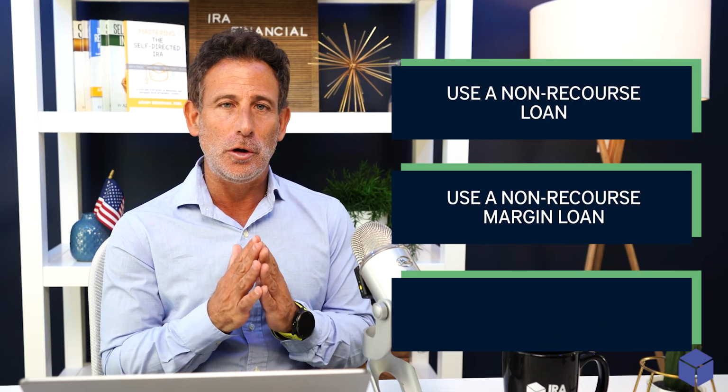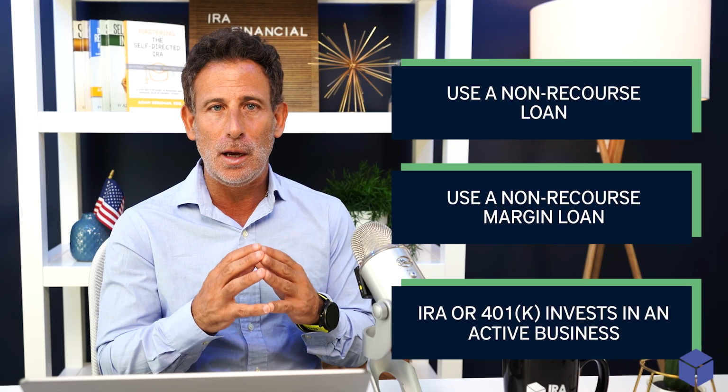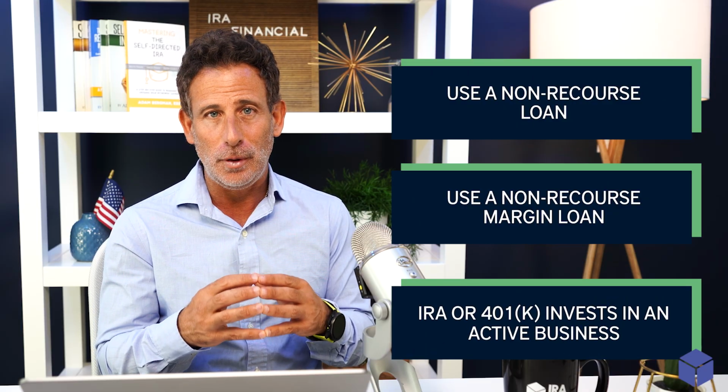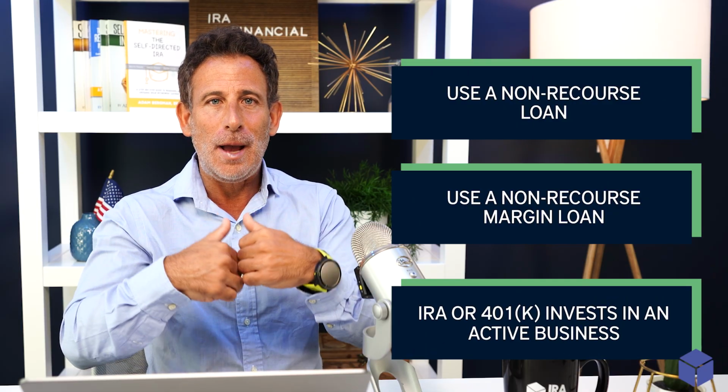The third way to trigger UBIT is if an IRA or 401k invests in an active business like a restaurant through a pass-through entity like an LLC. Obviously, if your IRA invests in a corporation like Tesla or Apple or 99% of all the publicly traded companies out there, there's no UBIT tax since the C Corp blocks the application of the UBIT. But if your IRA invests in an LLC, you could trigger UBIT. Okay, so it's only in those three instances.